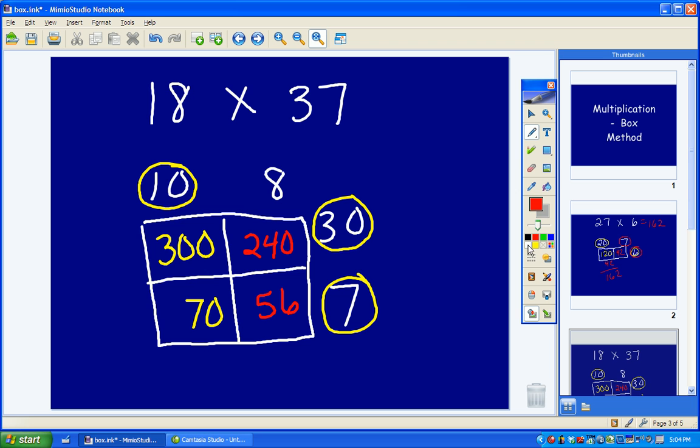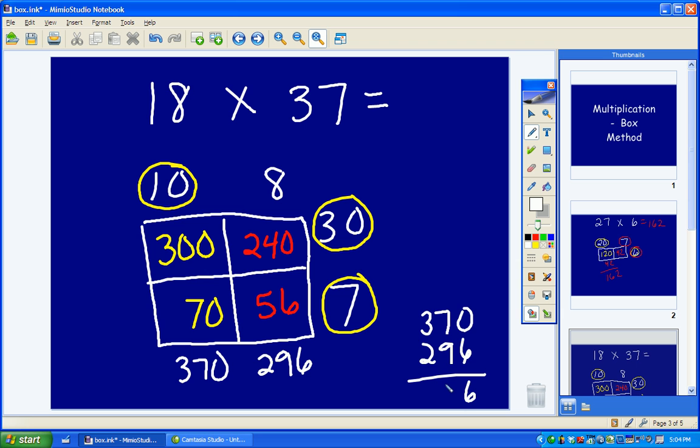And in the end, what I need to do is add up all of these to get my product. 300 plus 70 is 370. 240 plus 56 is 296. And then I can look over here and do some more addition, or I can set it up like I normally do. We've got 6, 16. So my answer is 666.